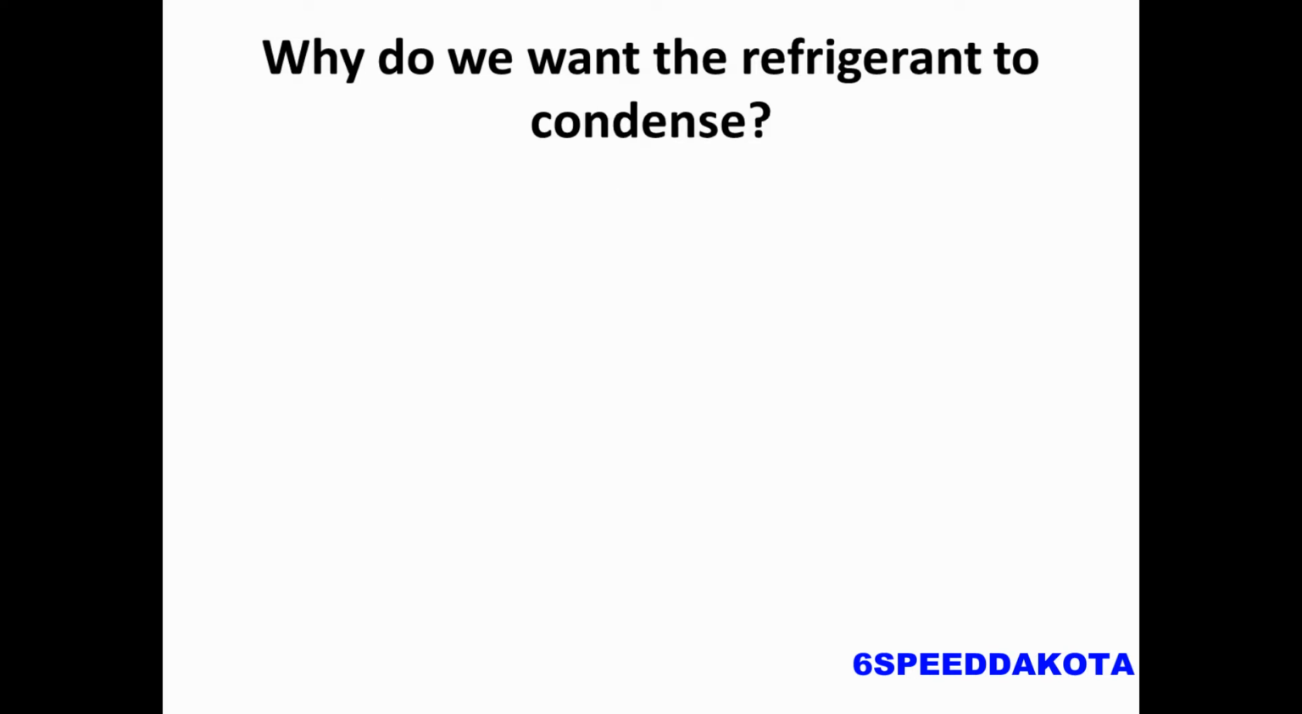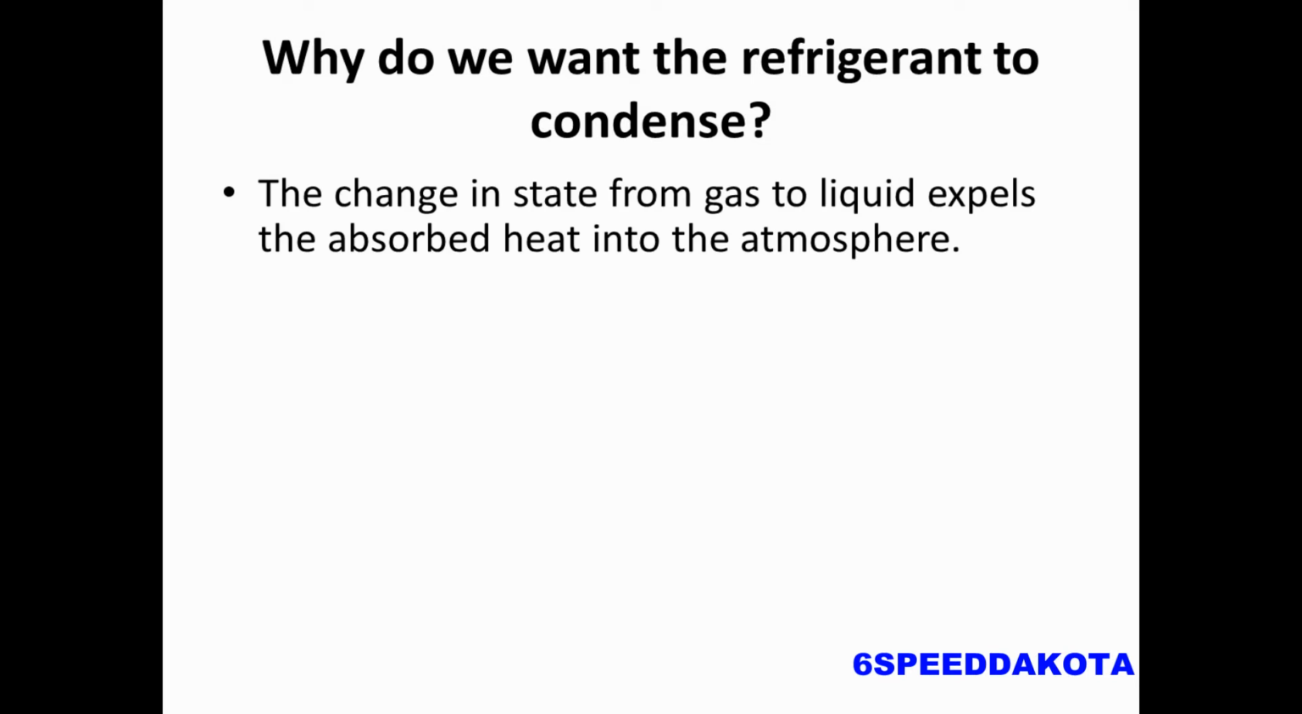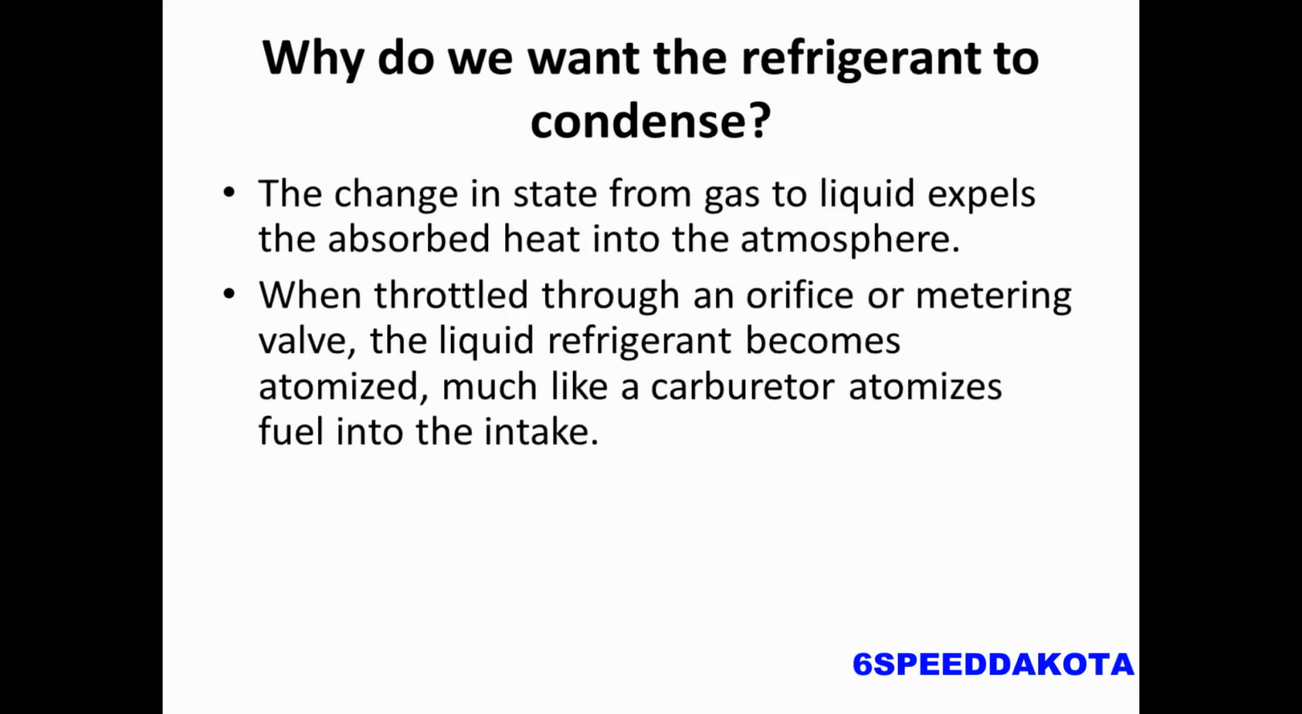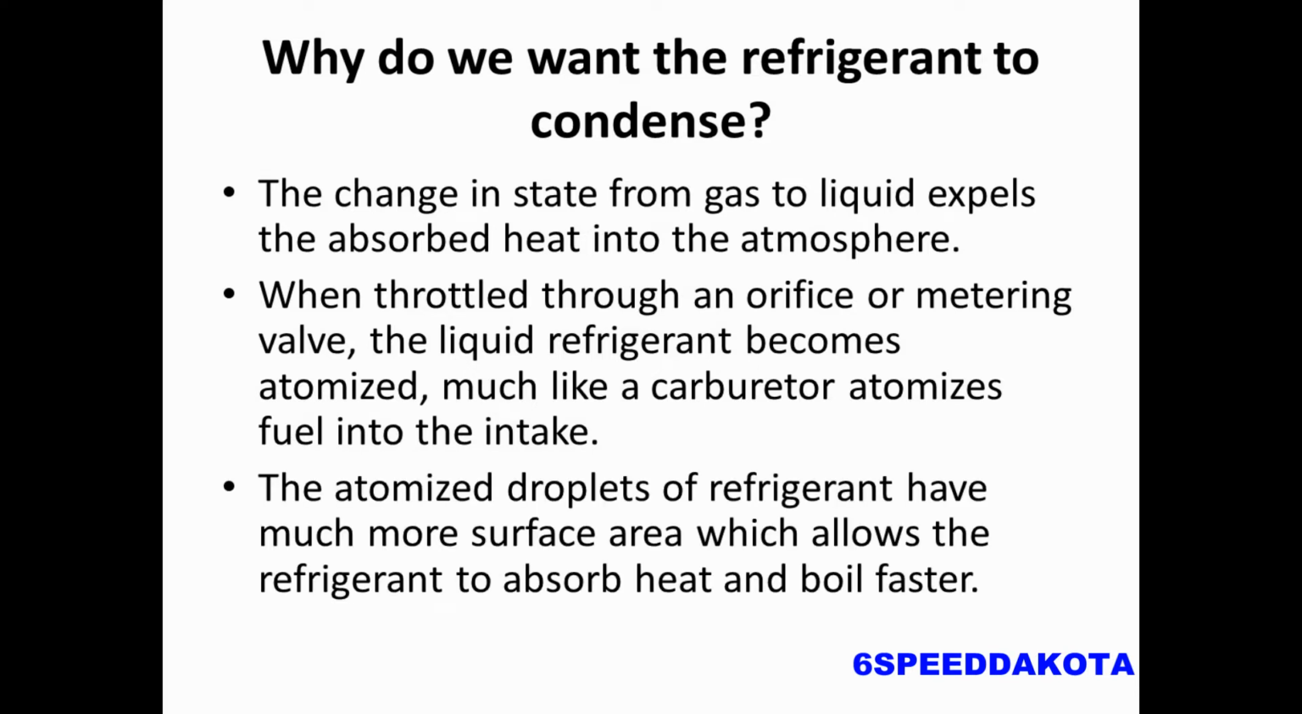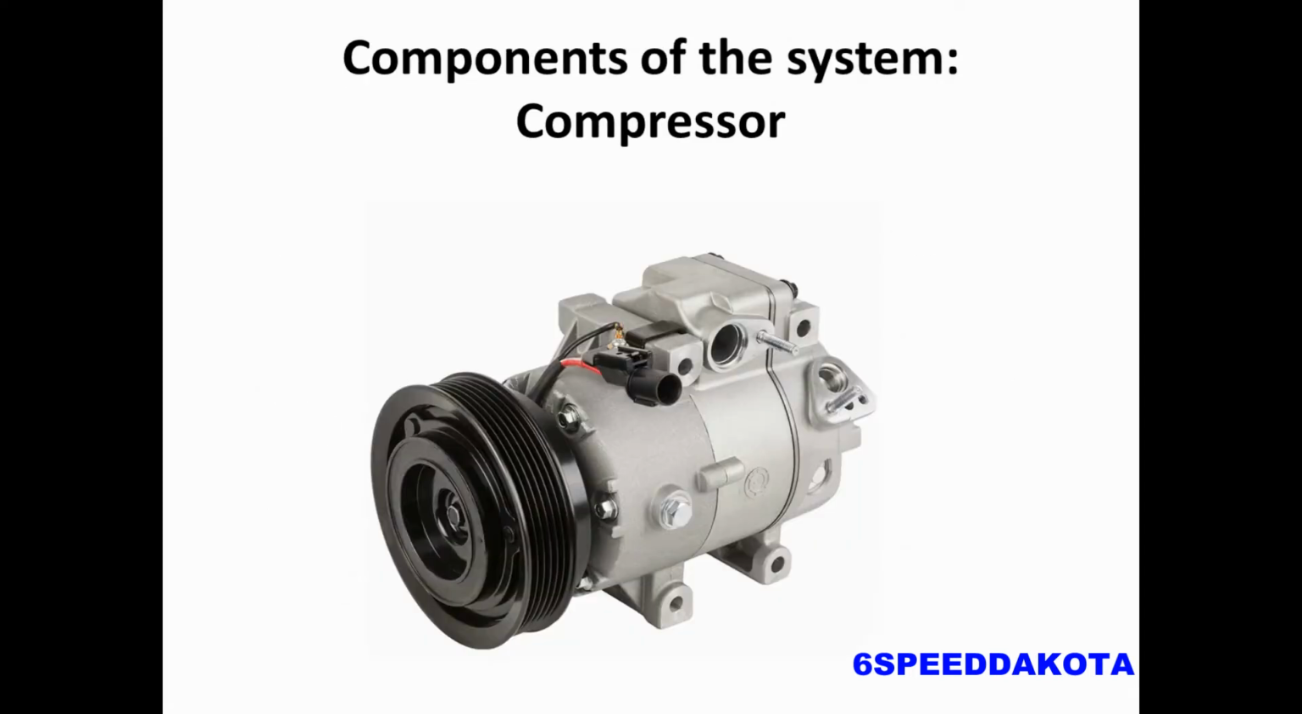So why do we want our refrigerant to condense? Well, the change of state from gas to liquid helps expel the heat that it absorbed into the atmosphere. When throttled through an orifice or metering valve, the liquid refrigerant actually becomes misted or atomized, much like a carburetor atomizes fuel into the intake. That'll be another lecture for another day, carburetors. The atomized droplets of refrigerant have a lot more surface area, which allows the refrigerant to boil and absorb heat a lot quicker. So now we're going to talk about the components of the system.